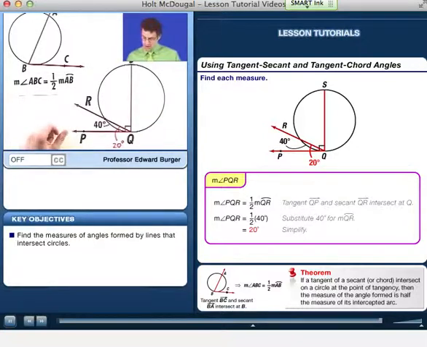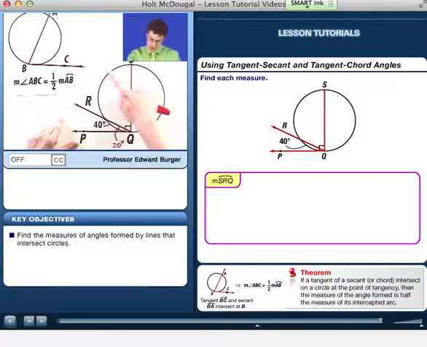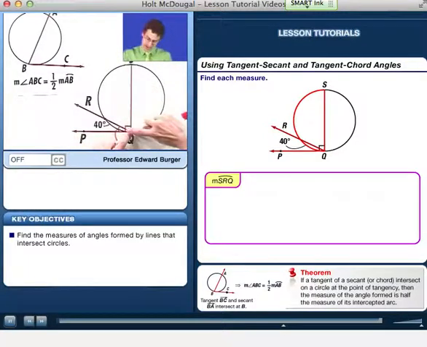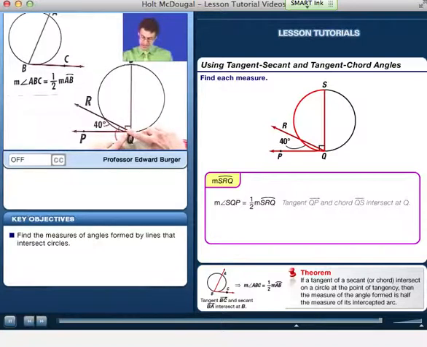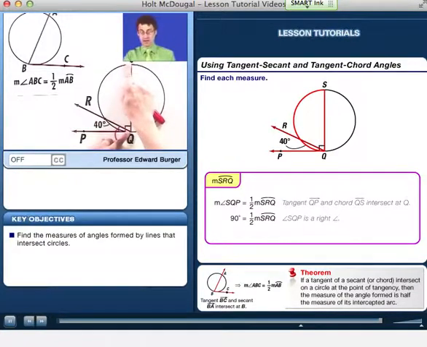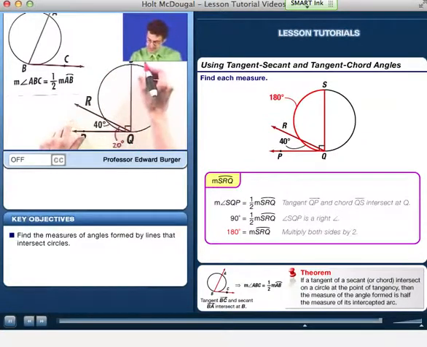And now the second question I want us to think about is, what's the measure of the arc SRQ? So way over here. Now how are we going to find that? Well, notice that here we have a right angle, so I know this angle is 90 degrees. This is a tangent line, this is a chord, and so this angle has to be half of the measure of this arc. Therefore, since this is 90 degrees, this arc has to be double that, which is 180 degrees. And so the measure of SRQ is equal to 180 degrees.